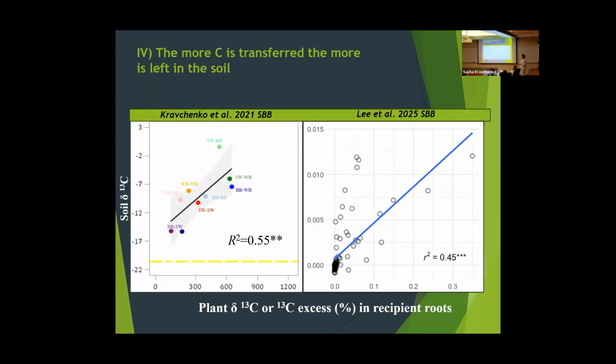So in this study, the colors represent these different plant combinations, differing in how much was in the soil and how much was transferred. So in both cases, there was a significant positive association between what was transferred and what is being left behind in the soil.